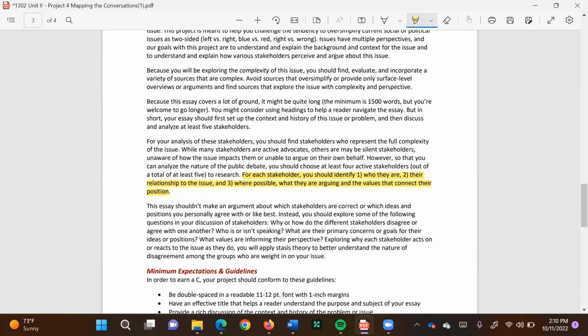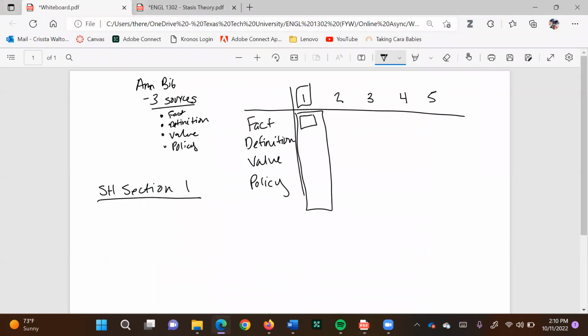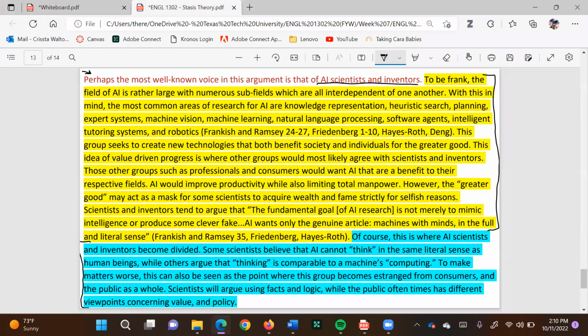And so whenever we go back to our outline here, our first stakeholder section should tell us who they are. And this can be as simple as a topic sentence, like we saw in this paragraph here. It tells us who they are. Specifically, it goes further to define who all is encompassed in AI scientists and inventors. So there are areas of AI for knowledge, representation, heuristics, et cetera. And so this kind of defines more who the AI scientists and inventors are.